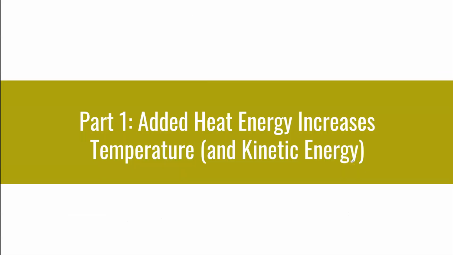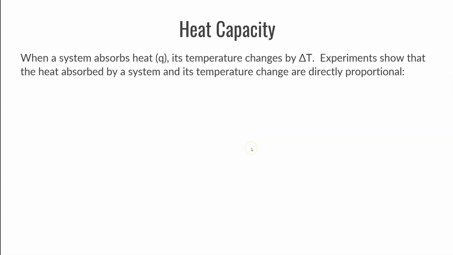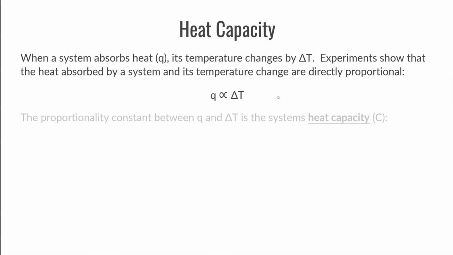So let's talk about what happens when you add heat energy to temperature and to kinetic energy. Heat capacity applies when a system has absorbed heat, Q, and the temperature has changed by delta T. Experiments show that these are proportional. As temperature rises, we have an increase in energy or heat, determined by Q, and that proportionality constant is defined as the heat capacity, or C.